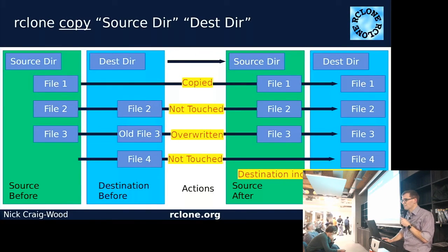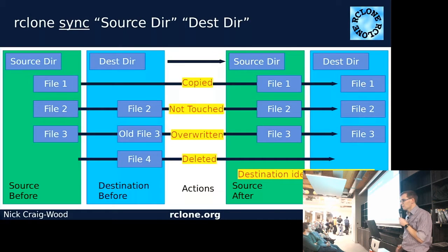So, for those of you who prefer that in diagram format, on the left are before source and destination. On the right are the after source and destination. So they're the four things that can happen to a file. They can be copied, not touched, overwritten, or not touched in the case of copy. Whereas sync, files can be deleted in the destination. So if I just swap between the two slides, you can see that file 4 is being deleted in the sync.